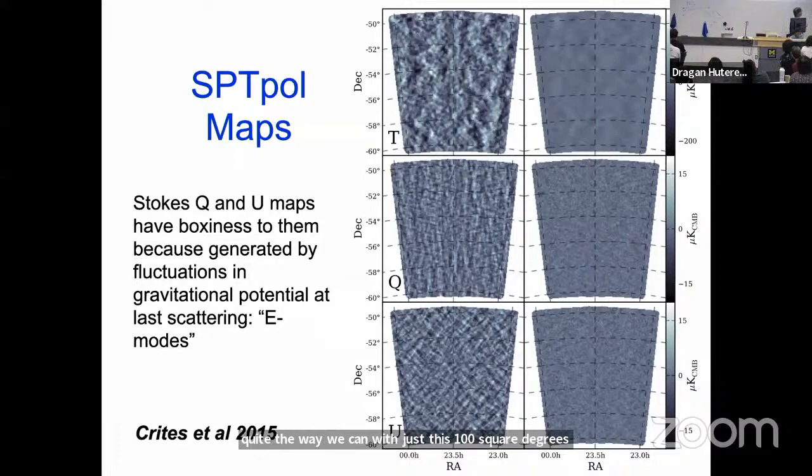So here is T, Q, and U. That's polarization, so this is the polarized CMB. In the temperature, there's a little bit of structure just because of the way we filter our maps. But here's Q and here's U, and I want you to just stare at those maps and try to figure out if they look right.